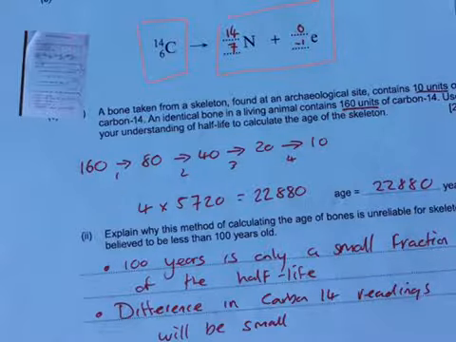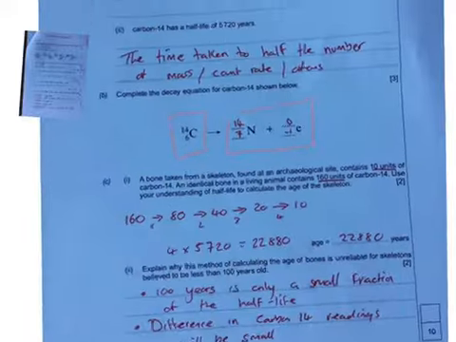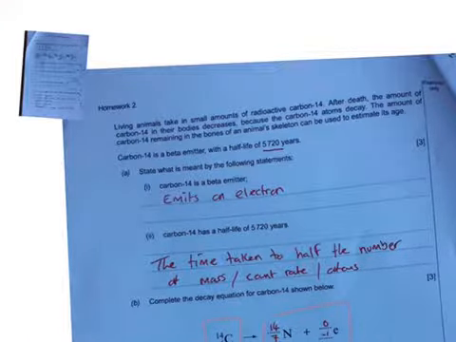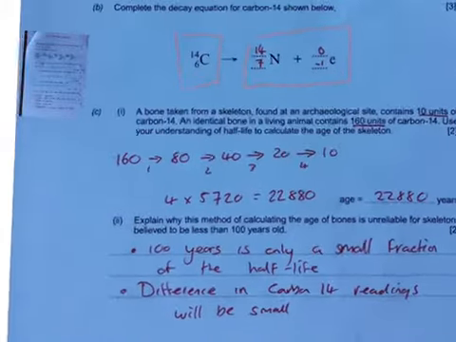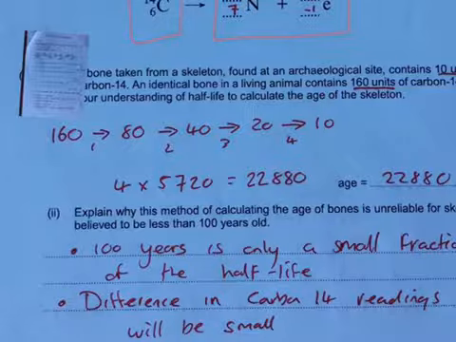4 times, and this is where students miss out on marks because they don't realize it's all part of the same question. There's your half-life, 5,720 years. So I'm just literally timesing 4 by 5,720. It's going to give me that age.